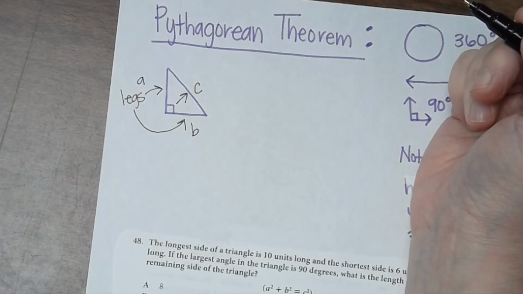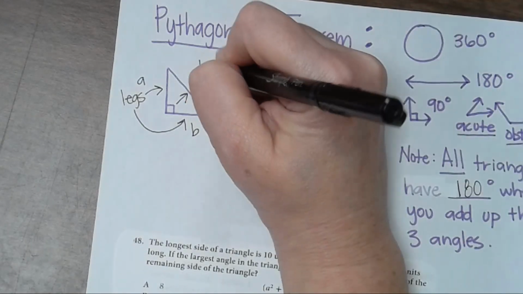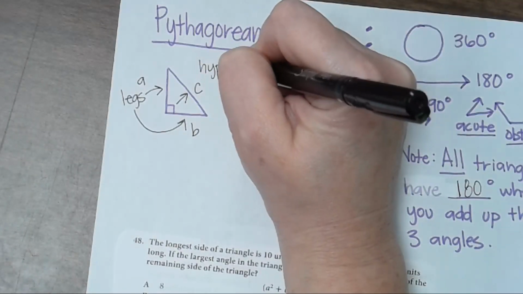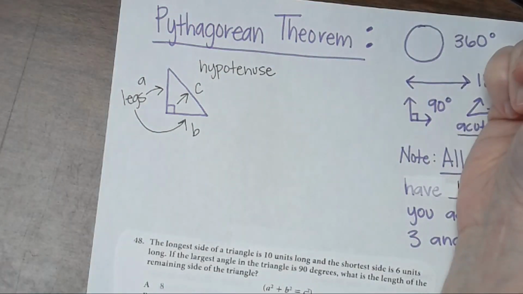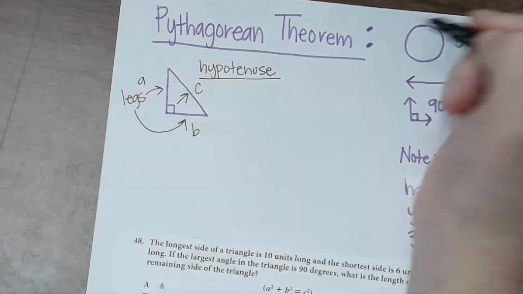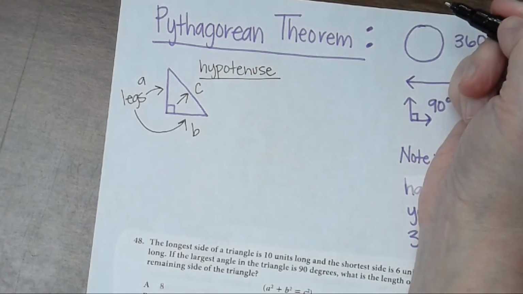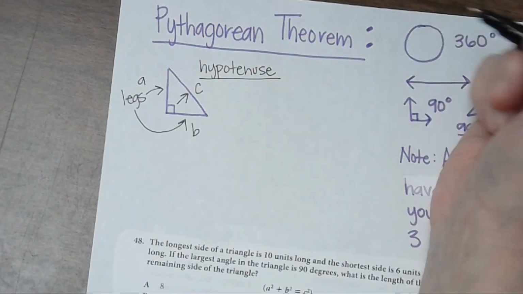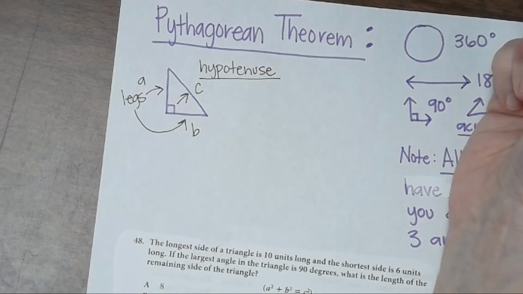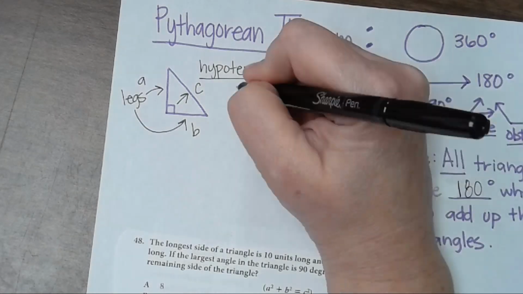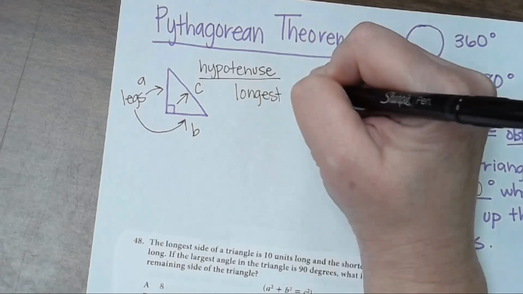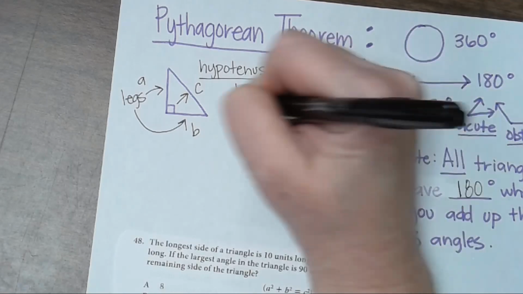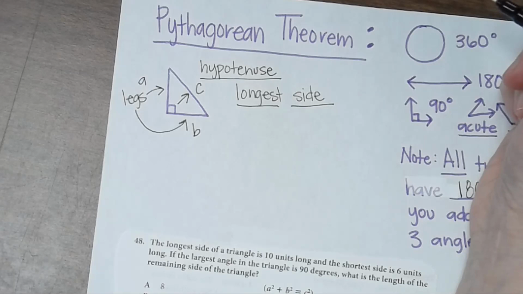This is called the hypotenuse, H-Y-P-O-T-E-N-U-S-E. You may want to write this down. And this is what you need to know about the hypotenuse. This is very important, because they may not even draw a picture for you on the test. This hypotenuse is always, always, always the longest side on a right triangle, that is.